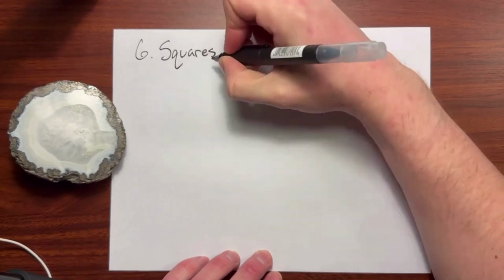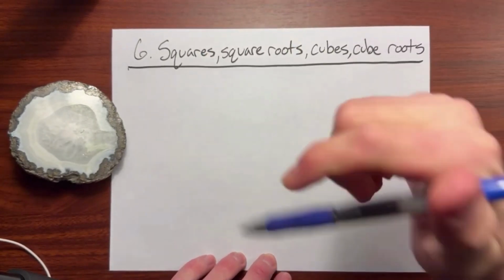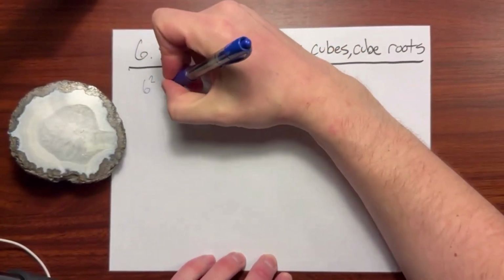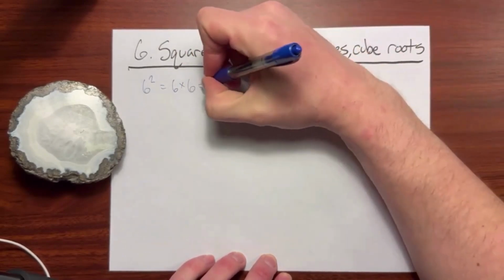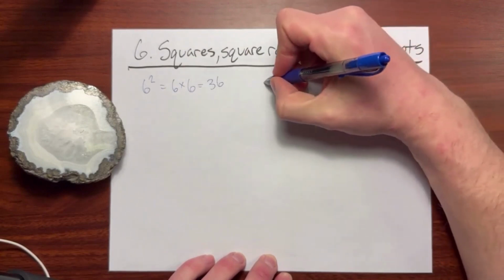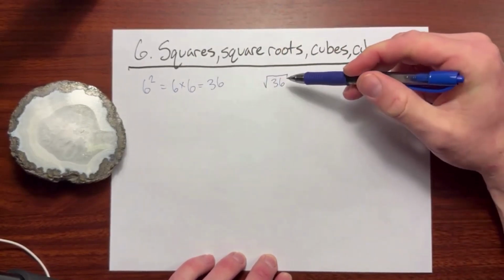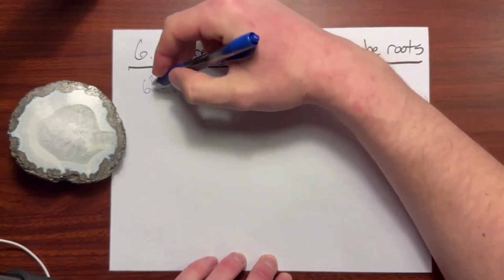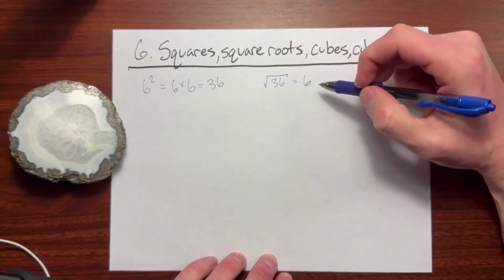Number 6, squares, square roots, cubes, cube roots. As a quick reminder of what these are referring to, 6 squared would be the same as 6 times 6, which is going to be 36. And then respectively, the square root of 36 is going to be what multiplied by itself equals 36. We're just working backwards here. So the square root of 36 is going to be 6.